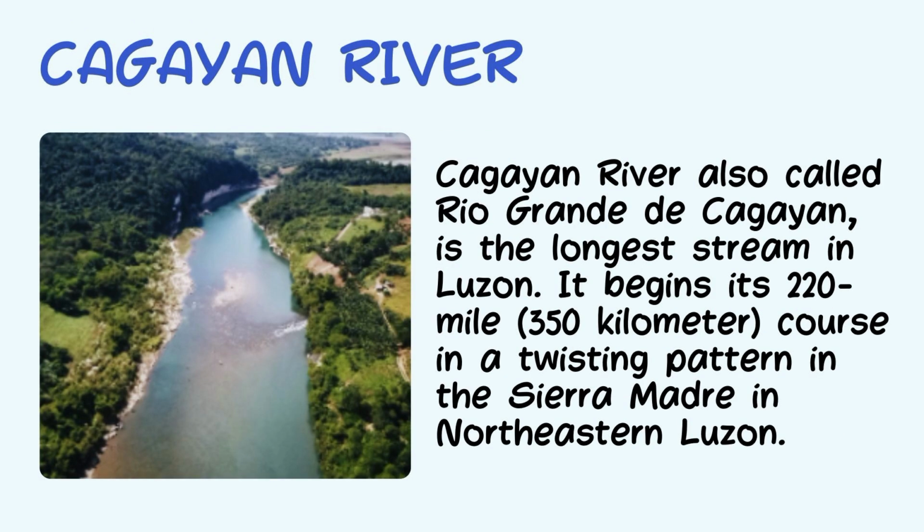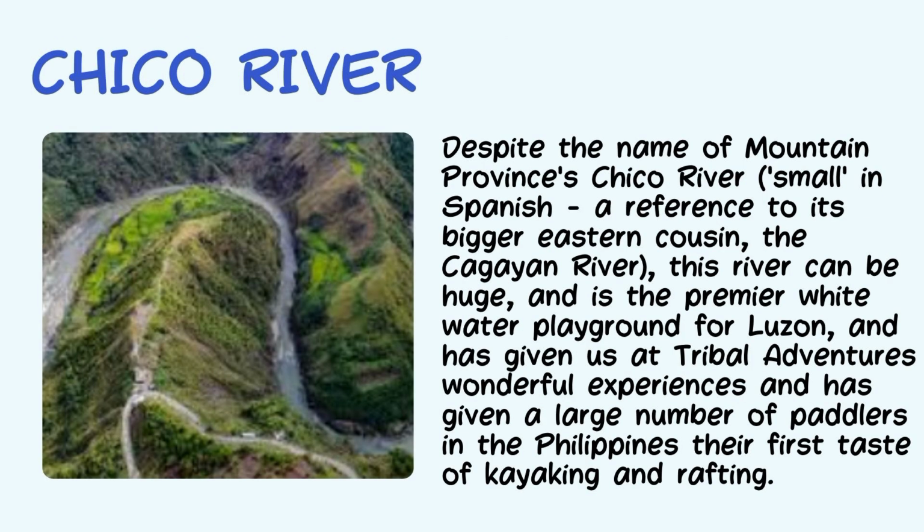Cagayan River. Cagayan River, also called Rio Grande de Cagayan, is the longest stream in Luzon. It begins its 220-mile or 350-kilometer course in a twisting pattern in the Sierra Madre in northeastern Luzon. It then flows north into a 50-mile or 80-kilometer wide fertile valley that is important for the cultivation of rice and tobacco. Iligan, Isabela, Tuguegarao, and Cagayan are major riverine towns. Chico River.